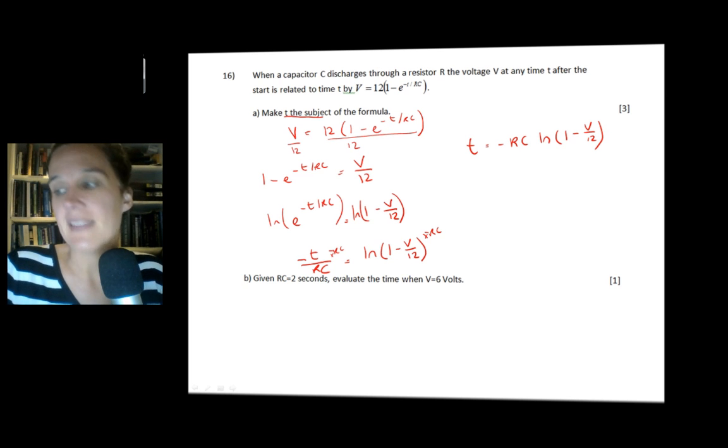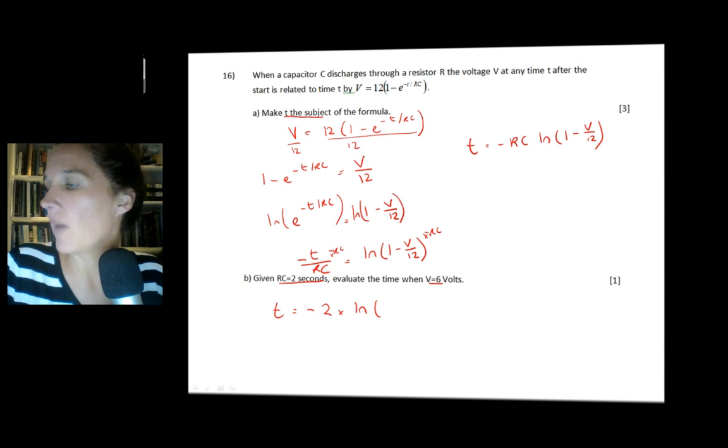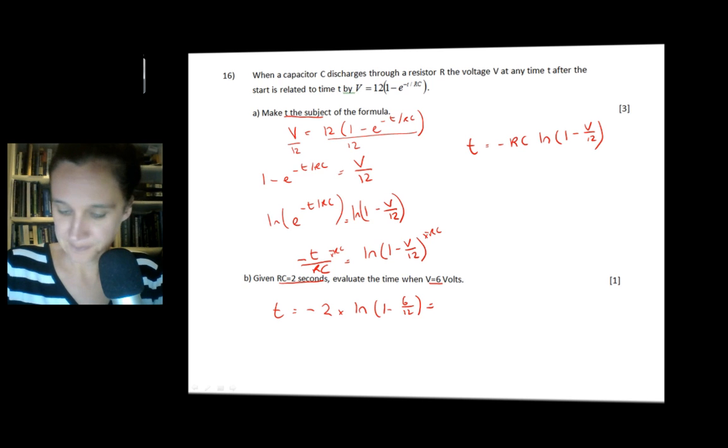So for part B, they've told us given RC is equal to 2, evaluate the time when V is equal to 6 volts. So we want our time is equal to negative RC, which is 2, multiplied by the natural logarithm of 1 minus here 6 on 12. So when we put this into our calculator, we're going to end up with 1.39 seconds.